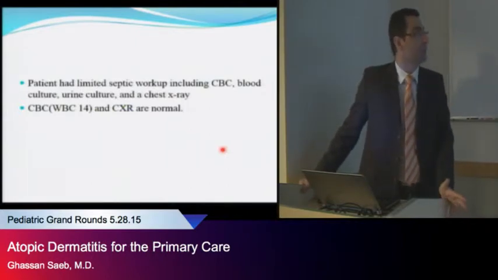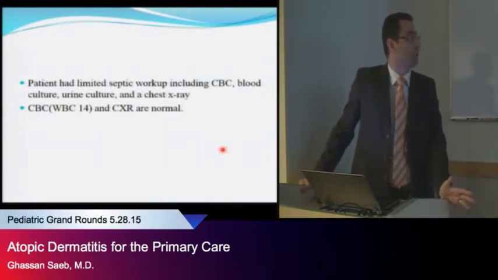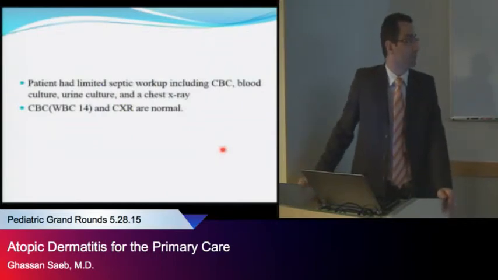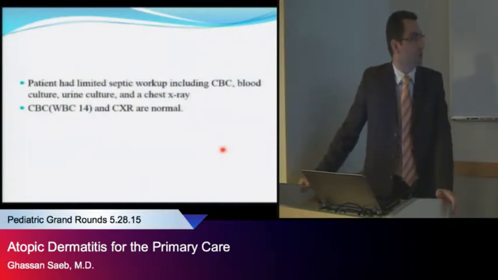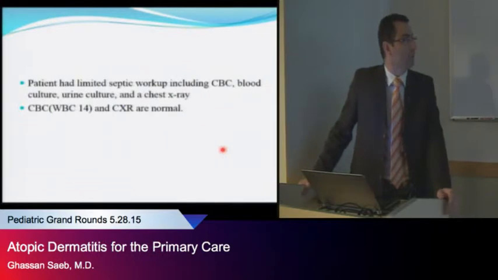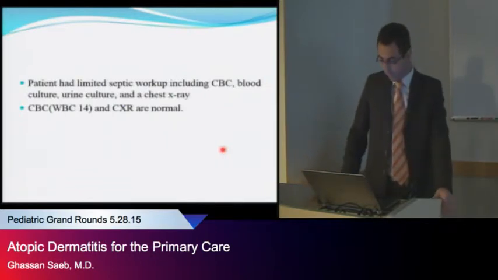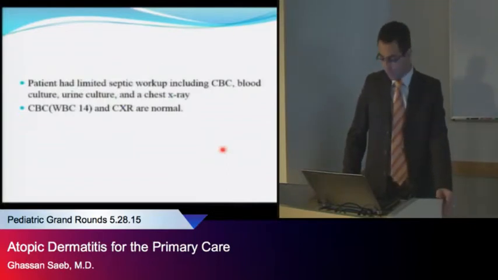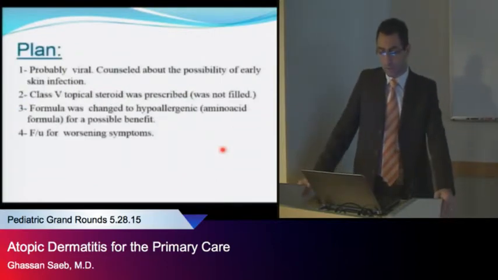Since she looked a little bit ill-appearing with some tachypnea, we did just a limited septic workup. We did a CBC, blood culture, urine culture, and a chest X-ray. The CBC was high normal, I think 14. Chest X-ray came back normal. It was not enough to run a UA, but we sent a urine culture. And we thought it was probably viral.